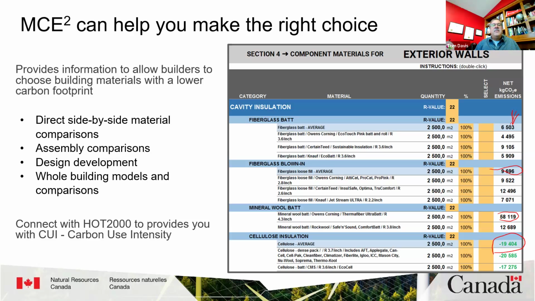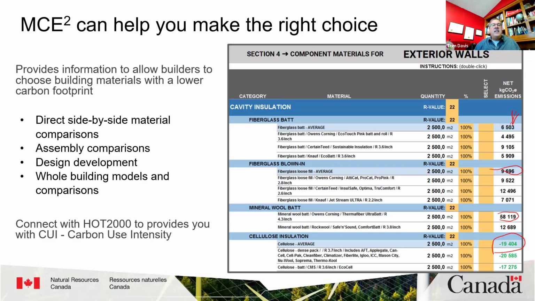MCE Squared can be used for the design development to gain insights into the embodied carbon differences between options, such as a bungalow design versus a two-story version of the same interior square footage. MCE can also be used to create whole home building models and to make comparisons between design options with only a few small material changes, such as roofing and flooring swaps, or options with very different construction types, such as a masonry building with a flat roof compared to a wood frame building with a pitched roof.